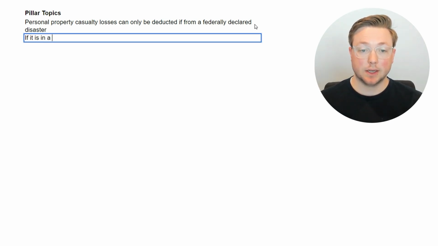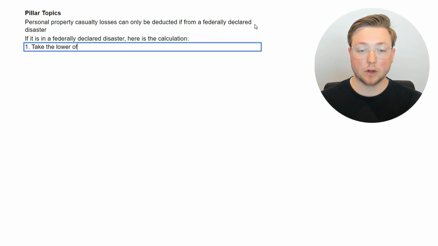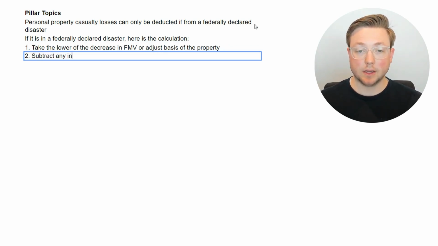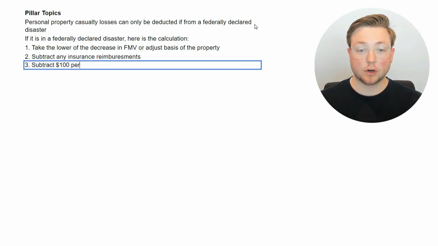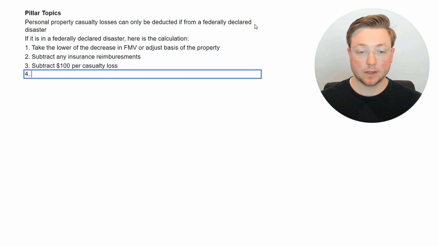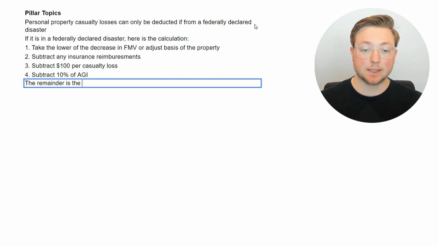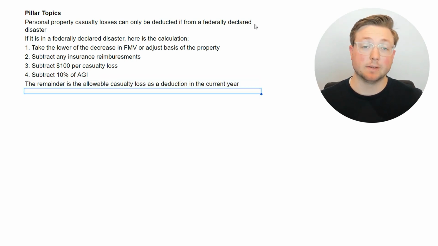If it is in a federally declared disaster, here is the calculation. First, take the lower of the decrease in fair market value or adjusted basis of the property, subtract any insurance reimbursements, subtract $100 per casualty loss, and then finally subtract 10% of AGI. The remainder is the allowable casualty loss as a deduction in the current year. All right, it's that simple.